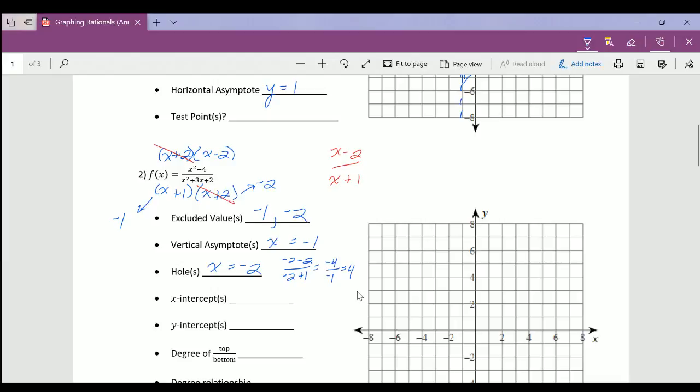All right. X-intercept, that's going to be whatever causes the top to be 0. That's this guy right here, and that's going to be 2. So the x-intercept is 2. The y-intercept is whatever you're going to get when you plug in 0. So you've got 0 minus 2 over 0 plus 1, -2.